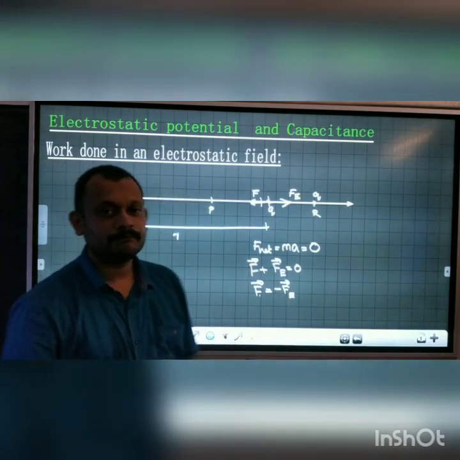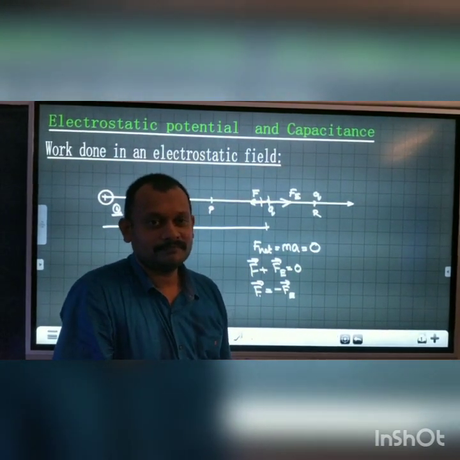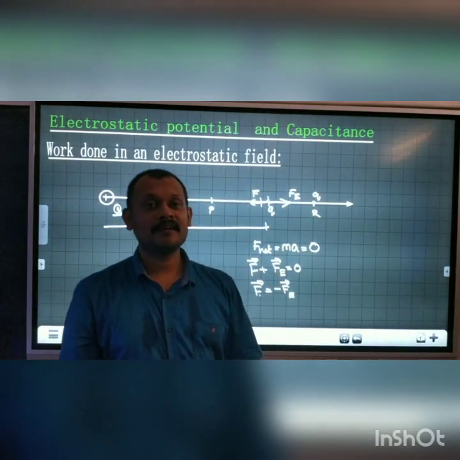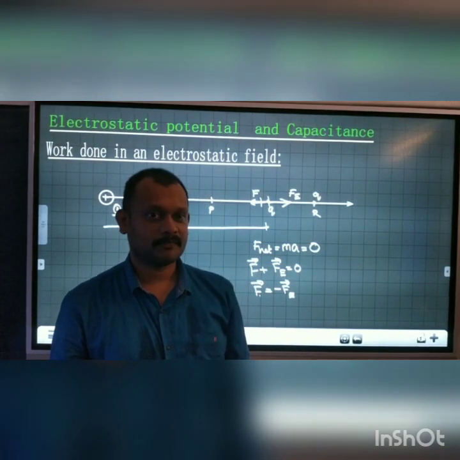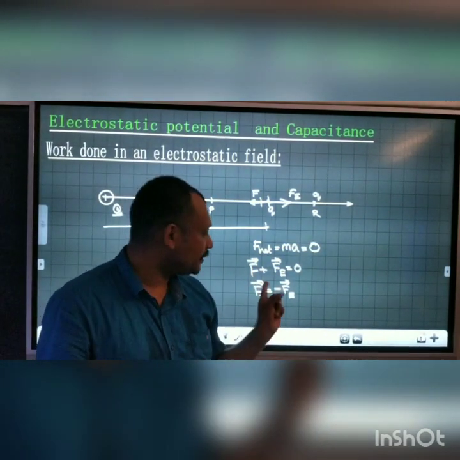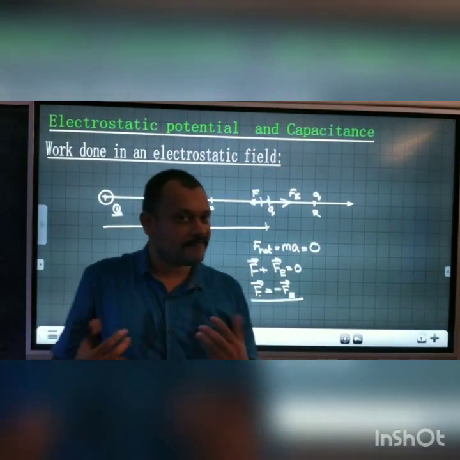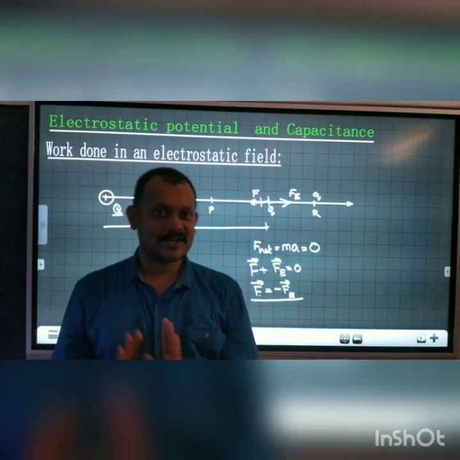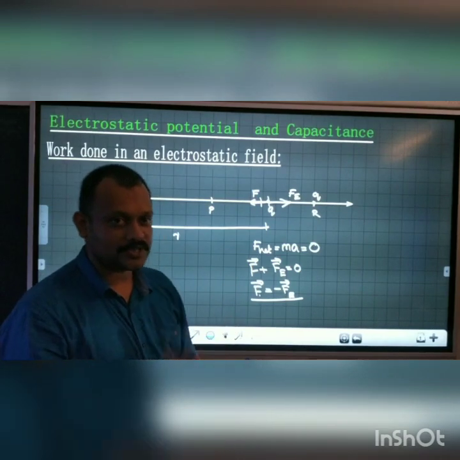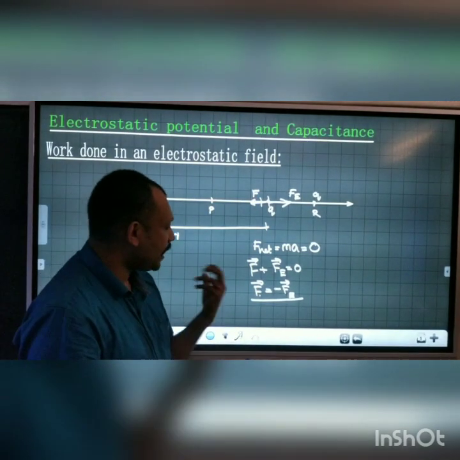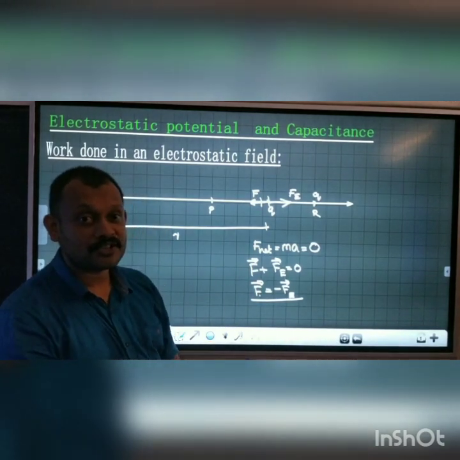What is F? The force applied by the external agency. What is Fe? It is the force due to the electrostatic field. Now what do we infer about the magnitudes of F and Fe? They are equal. But what about the directions of F and Fe? They are in opposite directions. So vectors F and Fe are equal and negative with respect to each other.